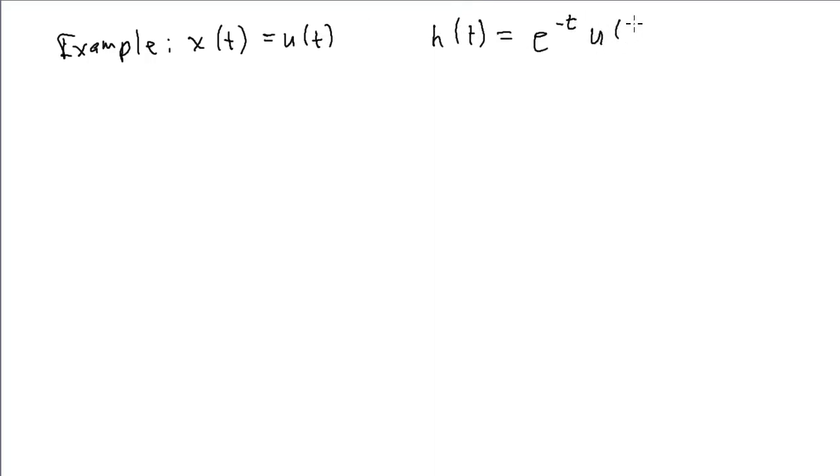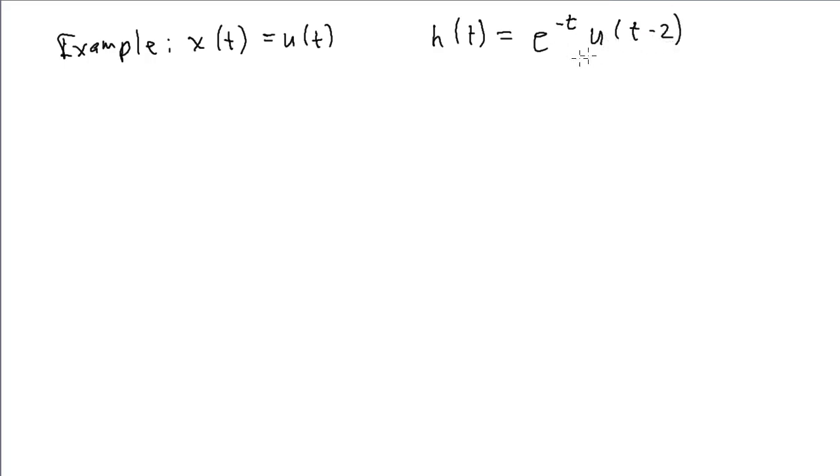Let's take a look at another example. This is similar to example 2 from this lecture, but I'll make it a little more difficult. Previously we had h of t was just e to the minus t u of t, but I'm going to make this e to the minus t u of t minus 2.